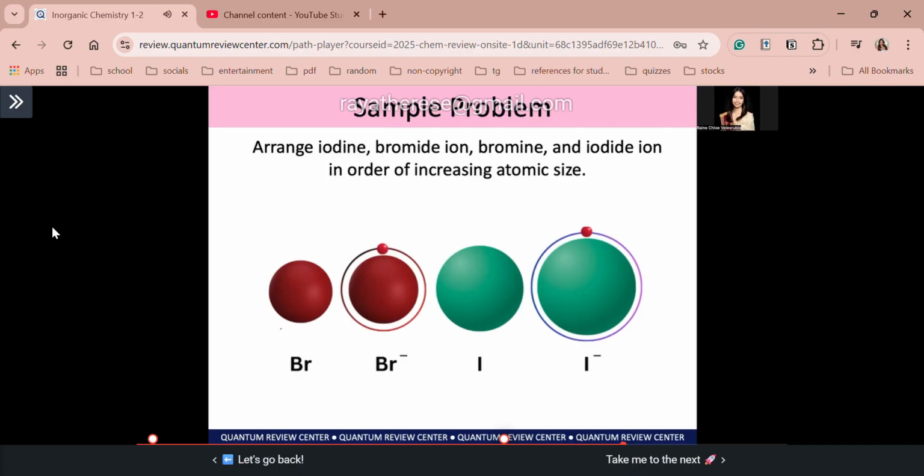Mas malaki pa rin yung N niya. Okay, dahil dyan, si iodide ang largest among the given species. Okay, guys, reminder, always remember that when the question asks increasing, it means from smallest to largest. Okay, just in case nalilito pa kayo. Again, from smallest to largest, increasing.